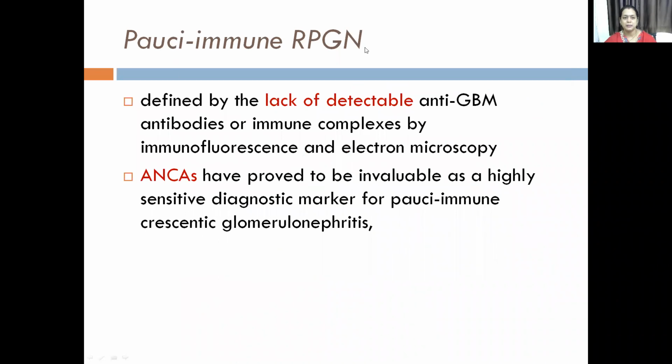The third one is Pauci-immune. They are usually associated with vasculitis, and they are defined by the lack of detectable anti-GBM antibodies or immune complexes, either by immunofluorescence or electron microscopy. So we are not finding any antibodies or immune complexes. Then we have to think about ANCAs. What are ANCAs? It can be a P-ANCA or a C-ANCA, right? ANCA is anti-neutrophil cytoplasmic antibody. You know that a neutrophil has cytoplasm and a 3-lobed nucleus, right?